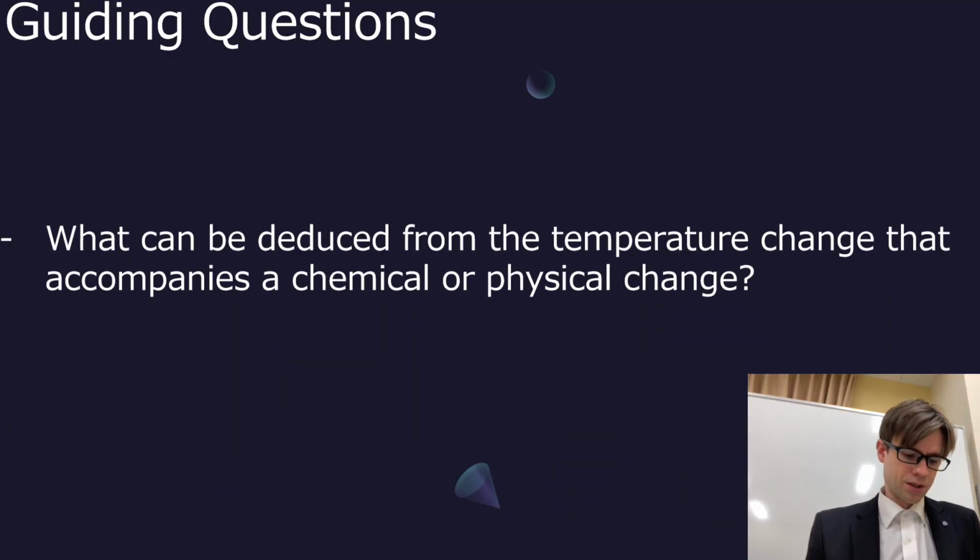So guiding question, what can be deduced from the temperature change that accompanies a chemical or physical change? So this is pretty important. We want to be able to measure the temperature, either increase or decrease caused by chemical reactions, and then be able to say something about what actually changed in the chemical bonds or the compounds and elements and mixture that we have. So we'll try to work towards answering this question.